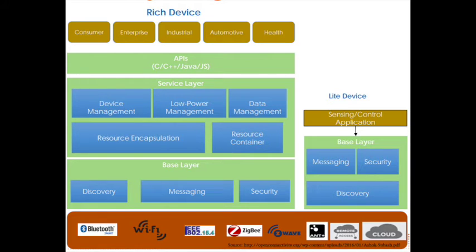Two types of devices exist. These are the full device and the light device. The full device implements the full IoTivity framework, which includes the base layer and the service layer. A light device is also known as a constrained device with limited memory and power, therefore only implementing the base layer of the IoTivity framework.